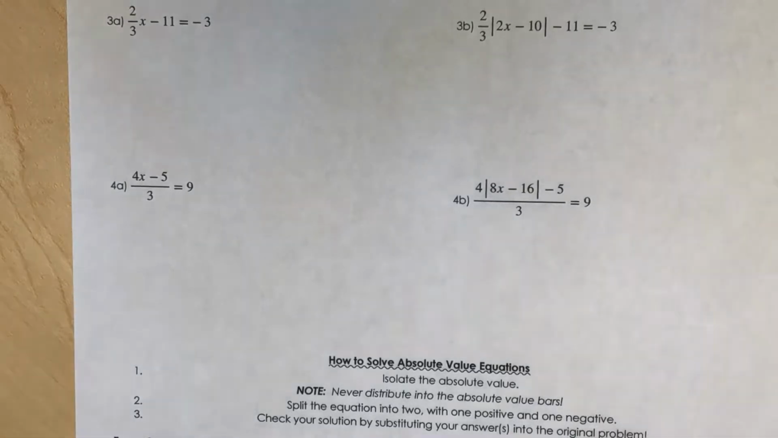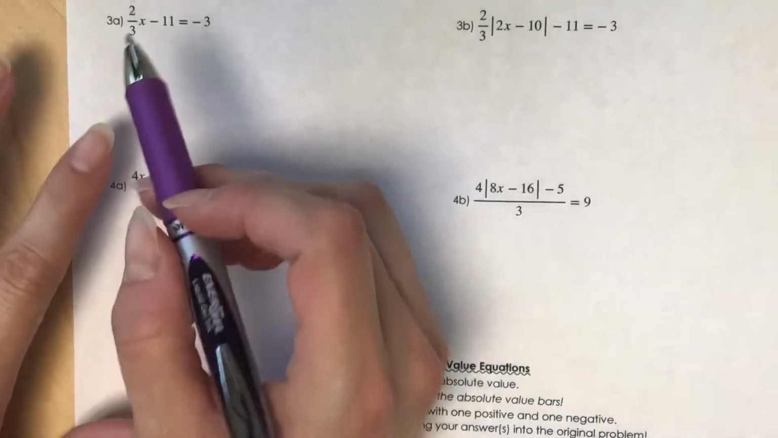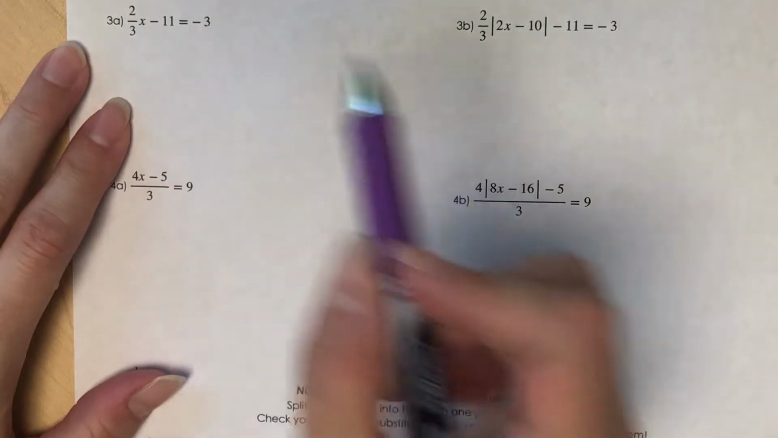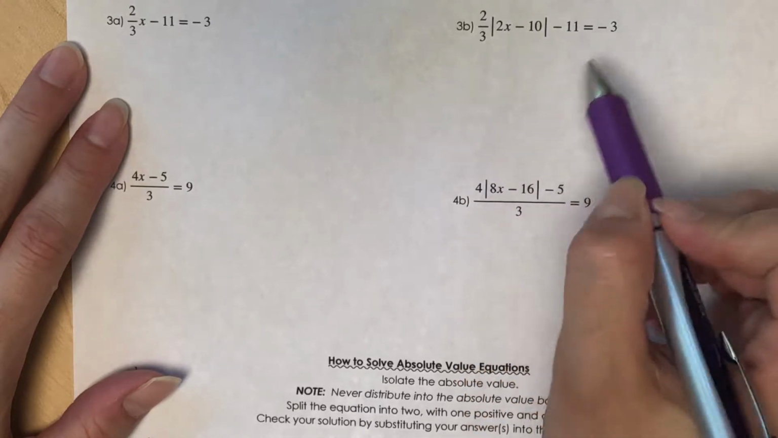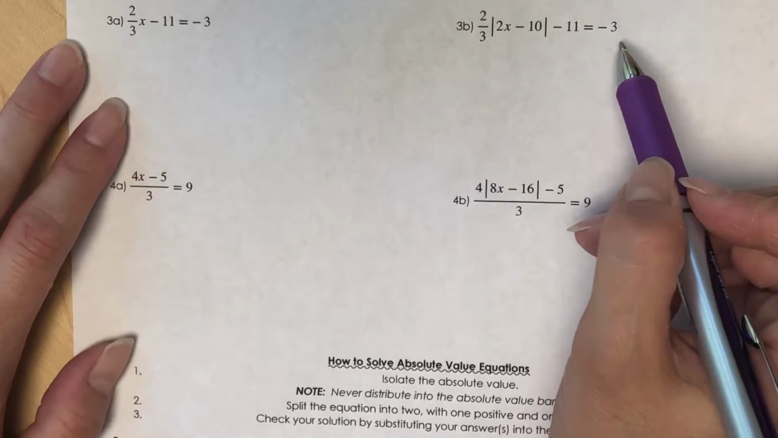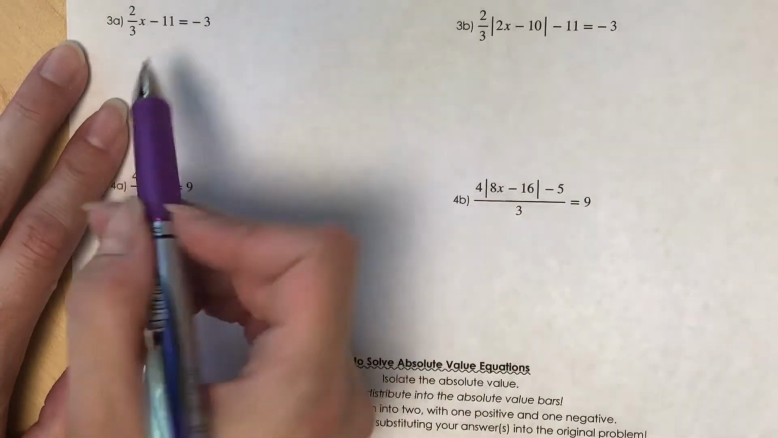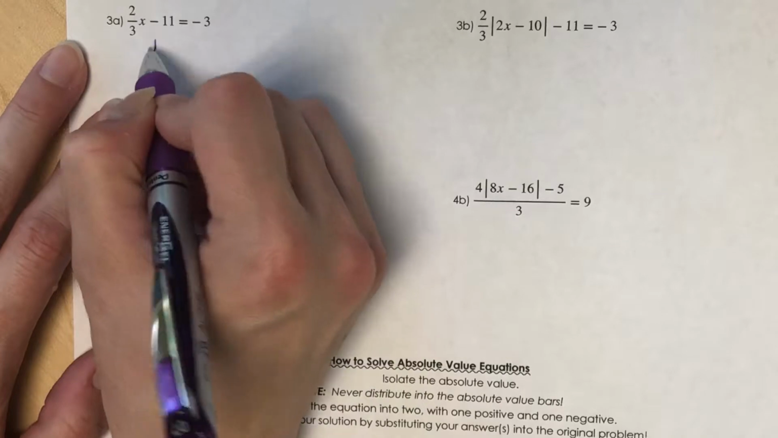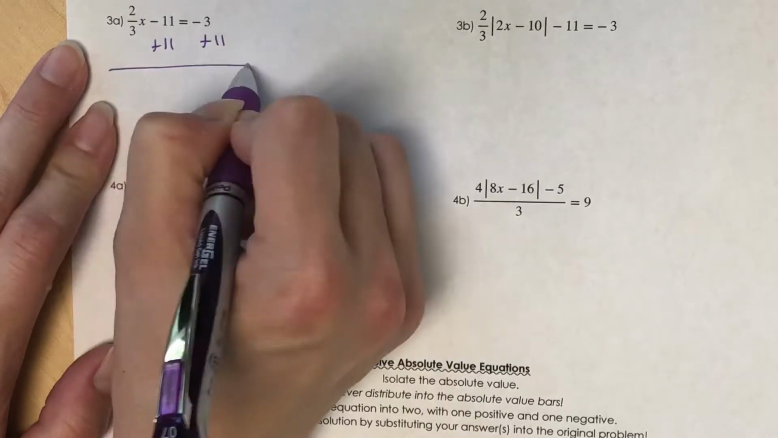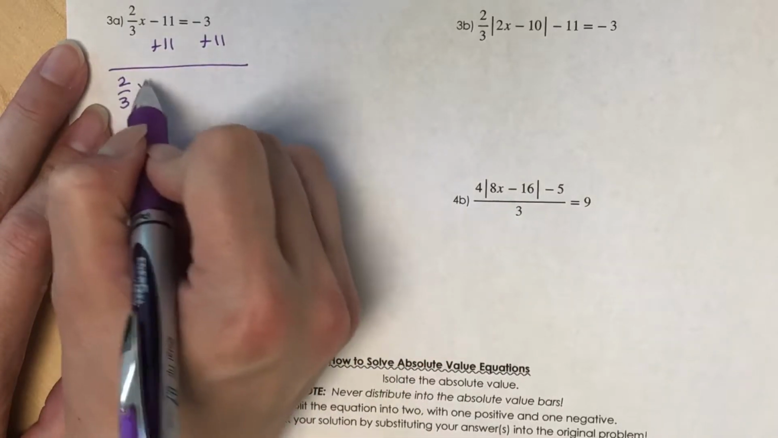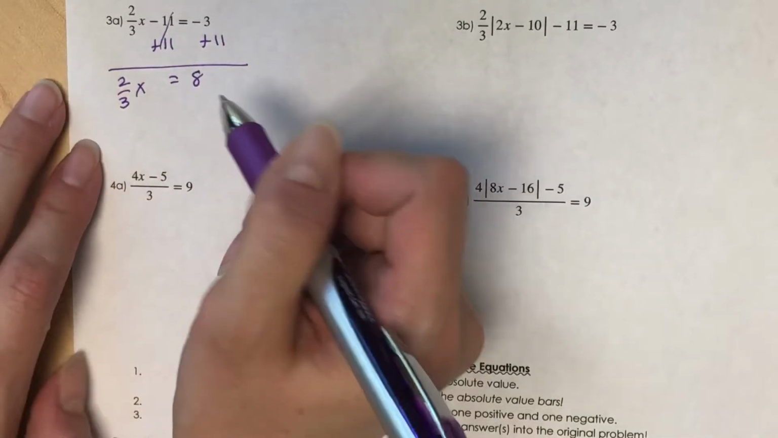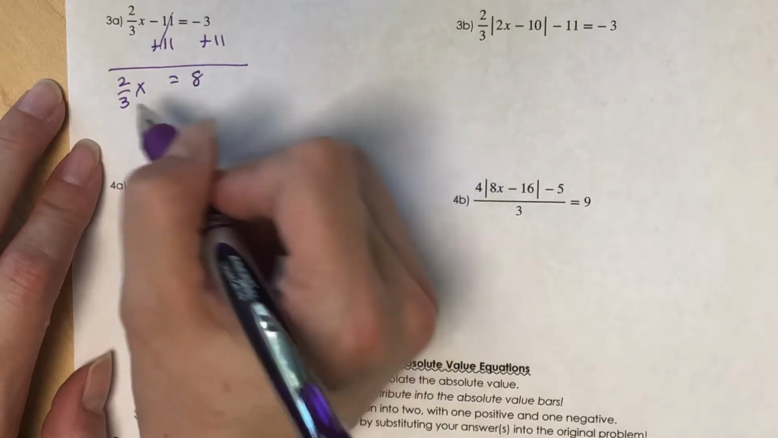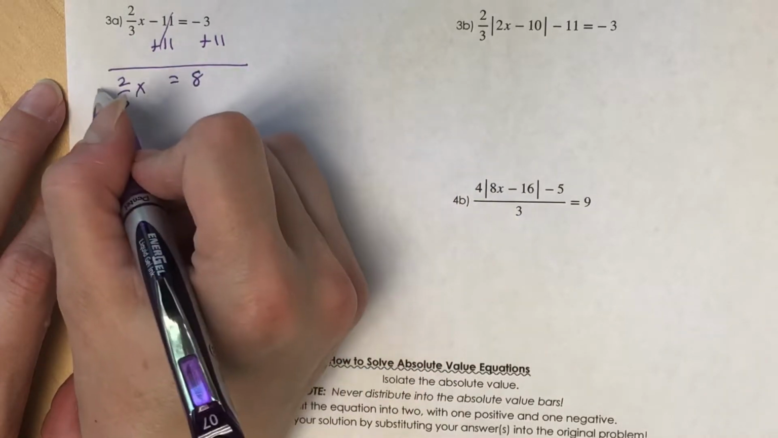Okay, 3a. Number 3, I have 2/3 x minus 11 equals negative 3. And 3b, I have 2/3 times the whole absolute value quantity, minus 11 equals negative 3. So we're going to go through the same steps again. In the first one, I would start by adding 11 to both sides. So I'll have 2/3 x equals negative 3 plus 11, which is 8. And then I could multiply both sides by the reciprocal of 2/3. So multiply both sides by 3/2.